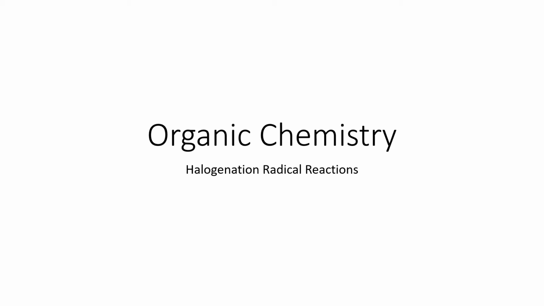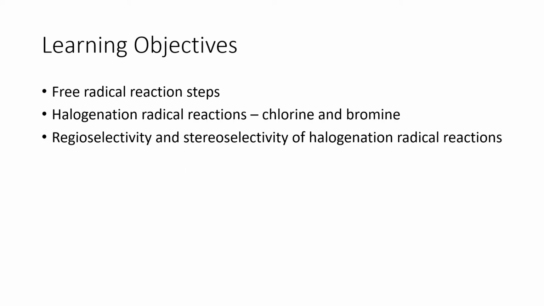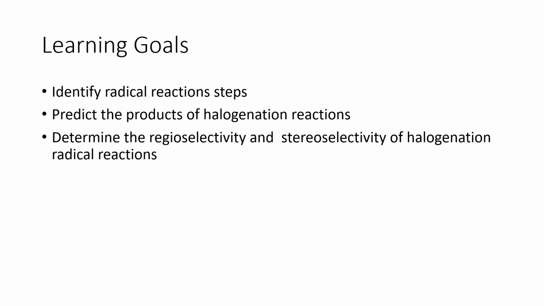This presentation will discuss halogenation radical reactions. The learning objectives are as follows. We will discuss free radical reaction steps, halogenation radical reactions, specifically looking at chlorine and bromine, and also discuss the regioselectivity and the stereoselectivity of halogenation radical reactions. By the end of this presentation, you should be able to identify radical reaction steps, predict the products of halogenation reactions, and determine the regioselectivity and stereoselectivity of halogenation radical reactions.